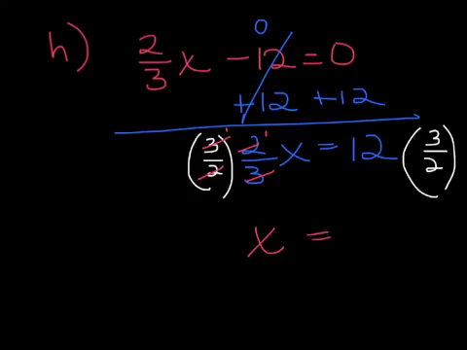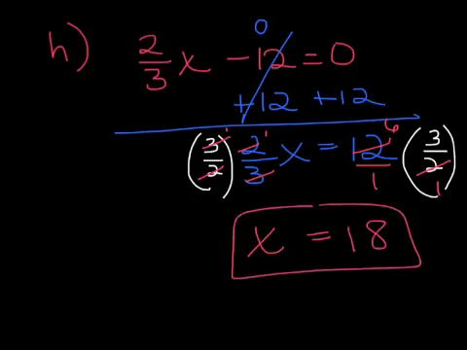Okay, and then if this makes it easier, I don't really need this here, but if it helps, I can do that. And then I can cross cancel again, so 2 can go to 1 and 12 can go to 6 if I'm reducing by 2. And then I multiply across and I get 18. So x equals 18.